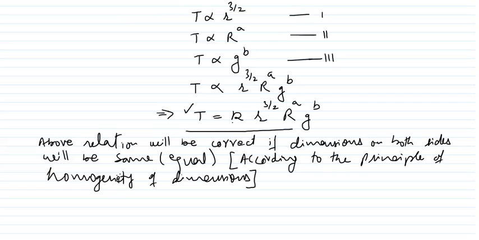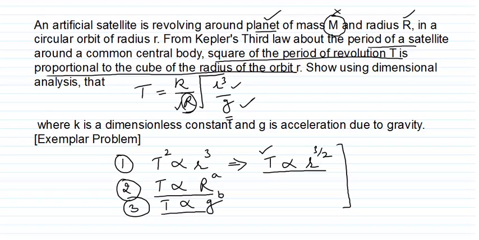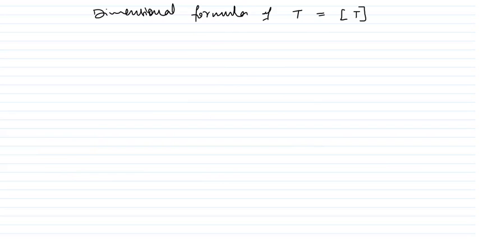Now first of all, the dimensional formula of T, and that is T. Then comes K, which is dimensionless. It is already given in the statement, you can see here it is written that K is a dimensionless constant. So there is no need to worry about this one.